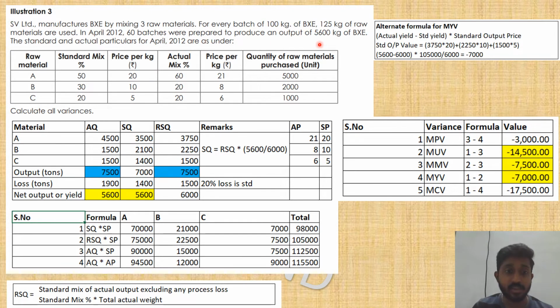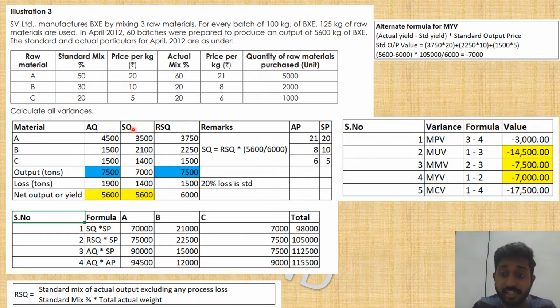Remember guys, we have produced the actual quantity, so AQ is actual quantity. As per the question, the net output or yield is given as 5600 kg, but actually we should have produced 6000 kg. That should be the standard. Whatever should be the standard is called revised standard quantity. What has to be produced is called revised standard quantity. But the standard quantity for the actual production is going to be the standard quantity.